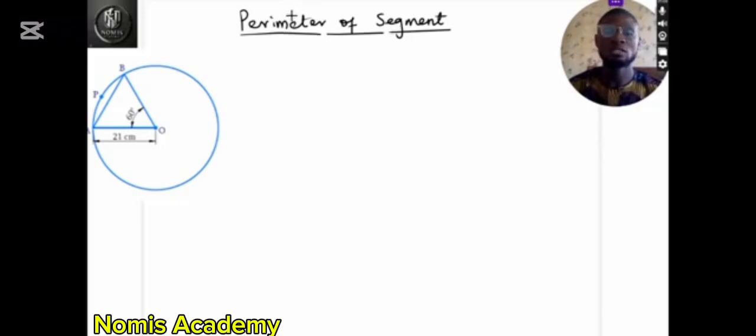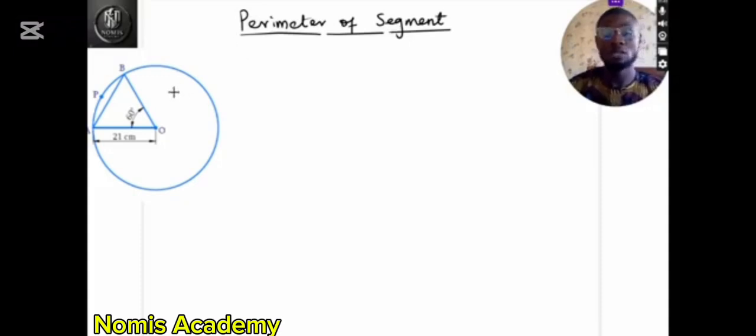So let us bring it into our remembrance to understand this. How do I now learn the perimeter of segments? This is a segment. Looking at this shape, looking at this circle here, you can see a segment is bounded by an arc and a chord. So if I need to get the perimeter of a segment, that means I will just have to add the length of the arc and the length of the chord. So let's look into that.